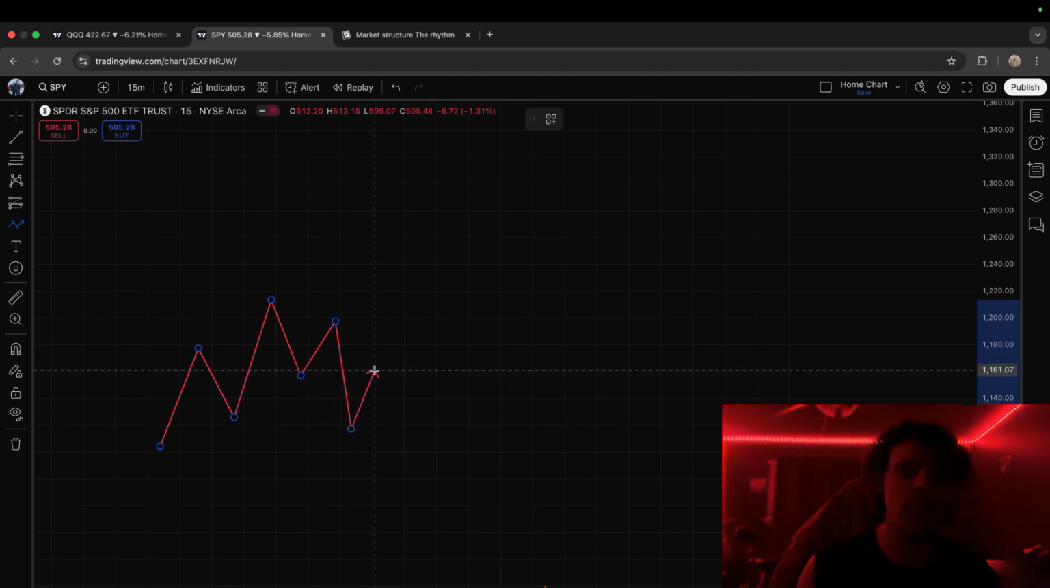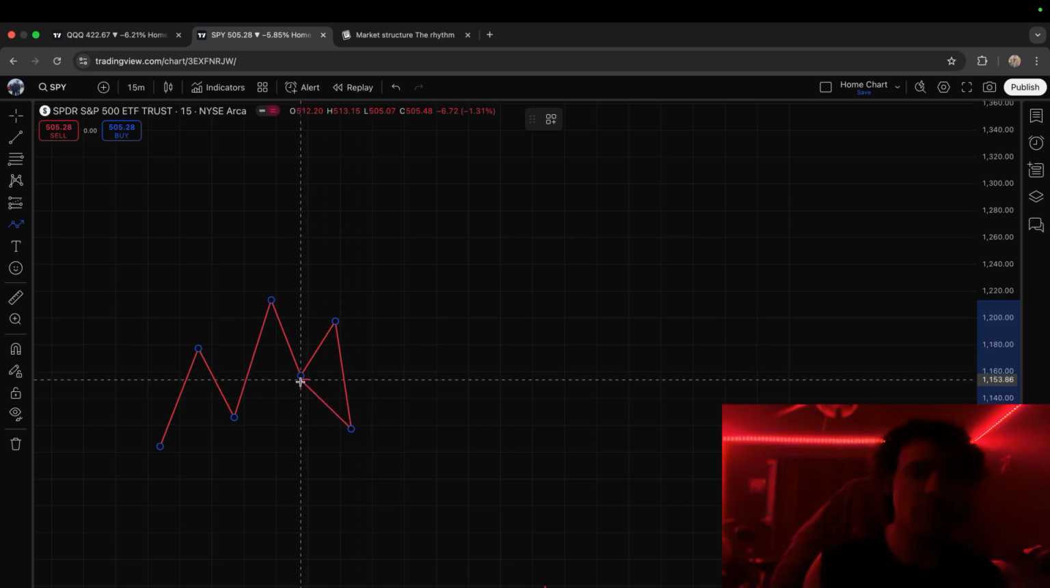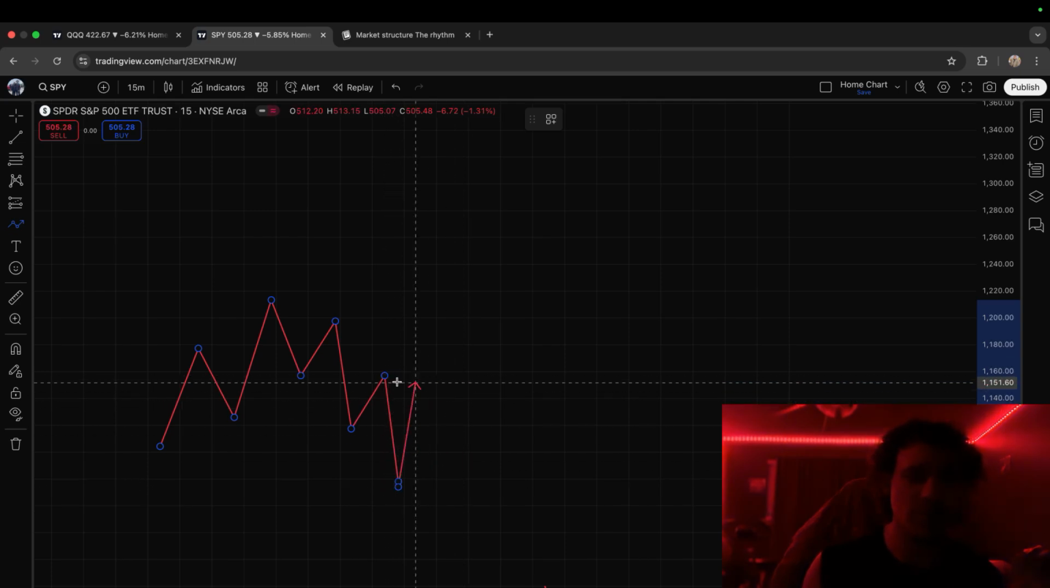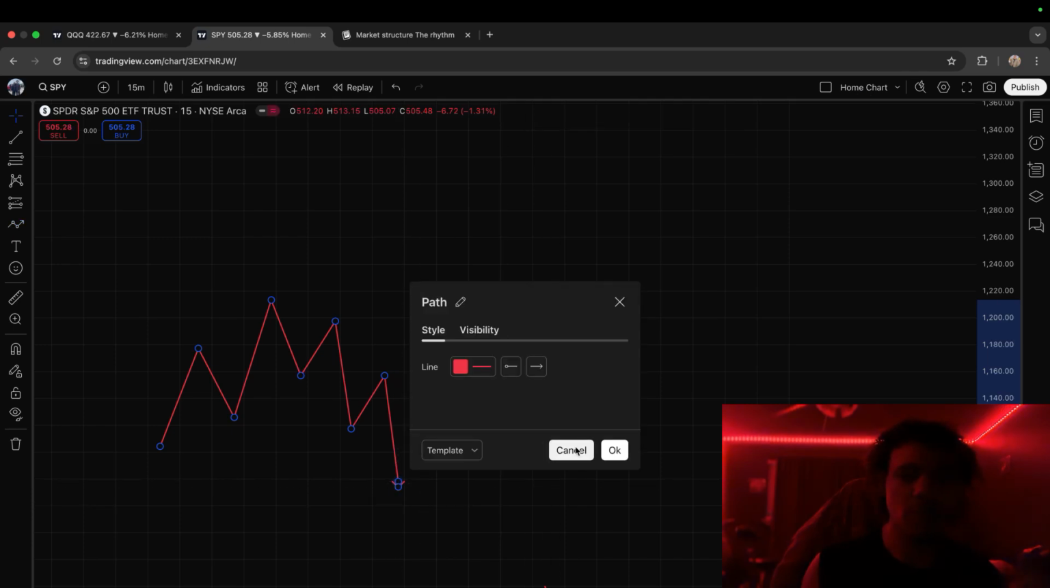Because remember, what is a change of character? It's a reversal in trend. How do you get the reversal in trend? By breaking our last swing, okay? So our last swing was our last higher low, right? So we broke past our higher low, ultimately reversing the trend, right? Because in an uptrend, what do we create?